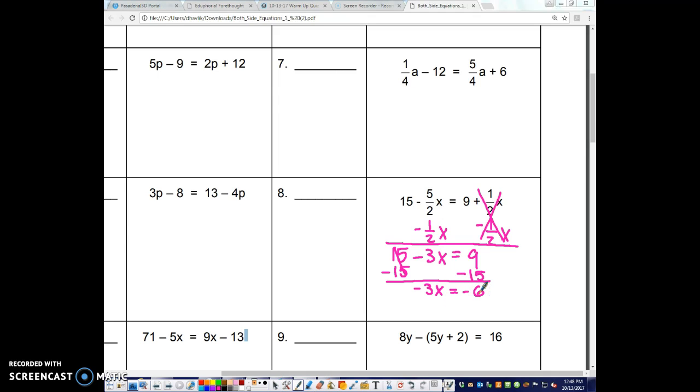Okay, what's next? Remember, these are multiplying. We divide by negative 3. Divide by negative 3. That cancels. So x equals, what is negative 6 divided by negative 3? It's a positive 2. Okay? So x equals 2.